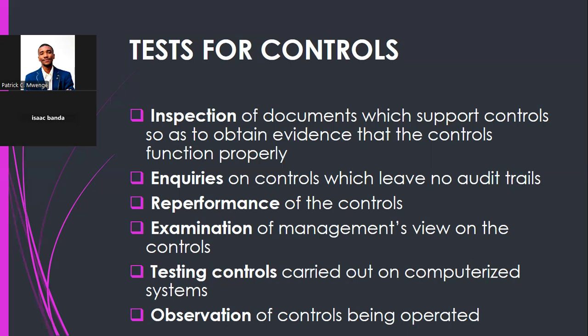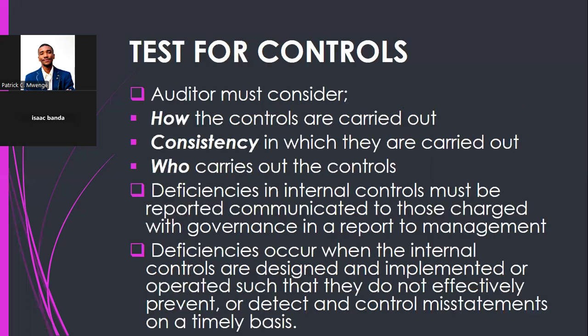Then observation of controls being operated. Observation simply means an activity is being carried out, and the auditor is present, observing. The best example is the inventory count. The way your company carries out the inventory count, the auditor is present, just watching how you are counting that particular inventory, and that's what's called observation. When you observe, you obtain audit evidence, and you take it to the head office, which is going to inform the opinion that the auditors are going to express.